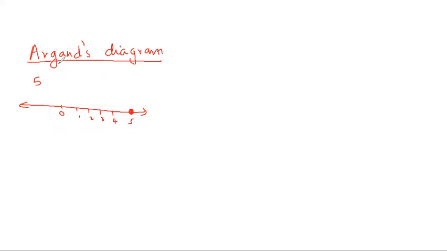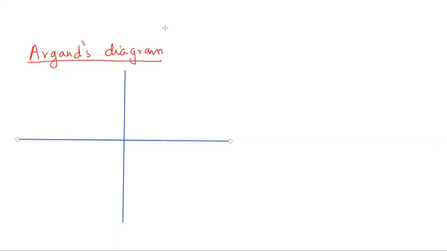A complex number is plotted on an Argand diagram. A real number is plotted on a real number line. So how will we plot on an Argand diagram? Your Argand diagram is nothing but your graph paper. Imagine the y-axis and this is the x-axis. In an Argand diagram, we don't say x-axis. This is called the horizontal axis and this is the vertical axis. The horizontal axis is called the real axis, and the vertical axis is called the imaginary axis.